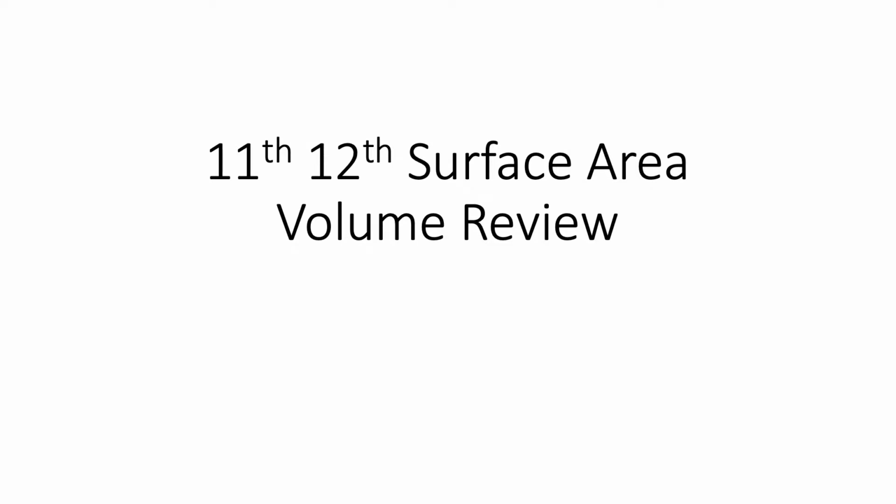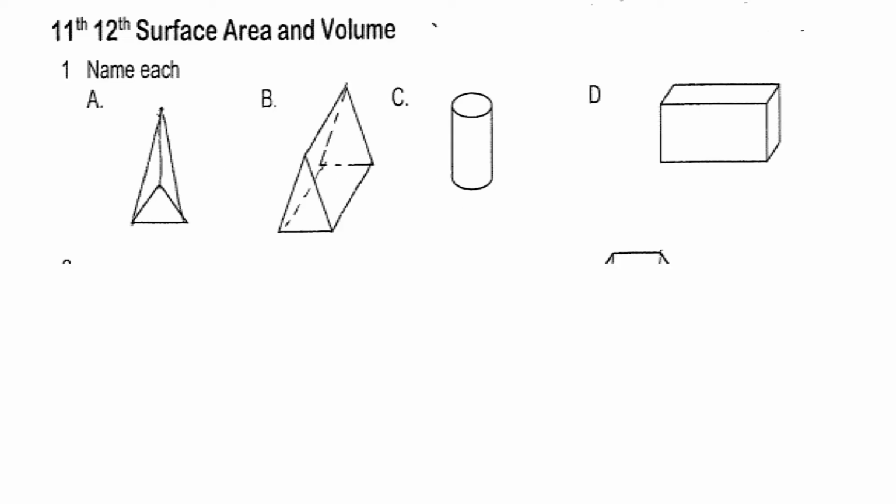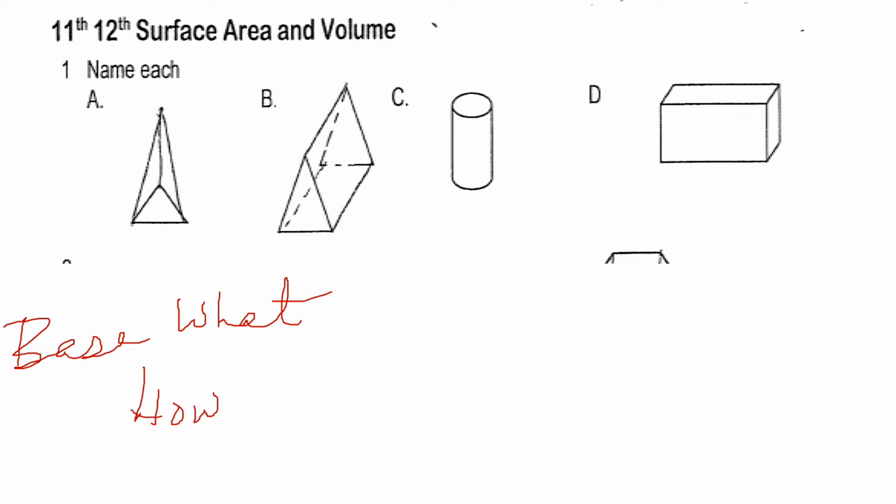So this is the 11th and 12th grade surface area and volume review for your test. First thing, I want you to name each one of these. Most of these solids have two names according to what the shape is on the base and how many bases it has. So you've got to really think about the base, how many and what the shape is. If it has a circular shape, then usually it only has one name.